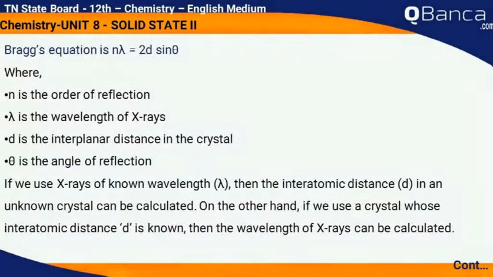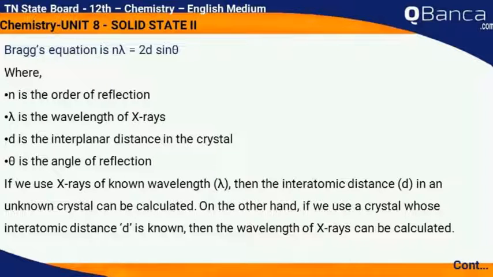Bragg's equation is n lambda = 2d sin theta, where n is the order of reflection, lambda is the wavelength of X-rays, d is the interplanar distance in the crystal, and theta is the angle of reflection. If we use X-rays of known wavelength lambda, then the interatomic distance d in an unknown crystal can be calculated.